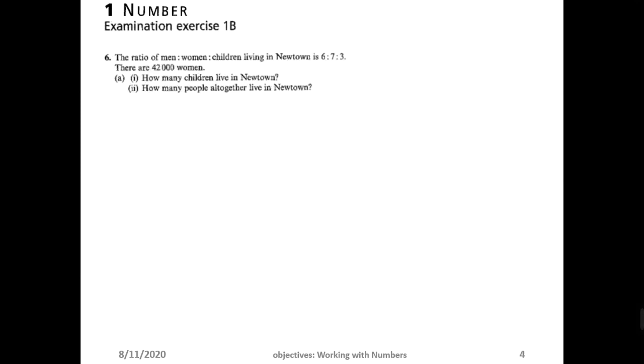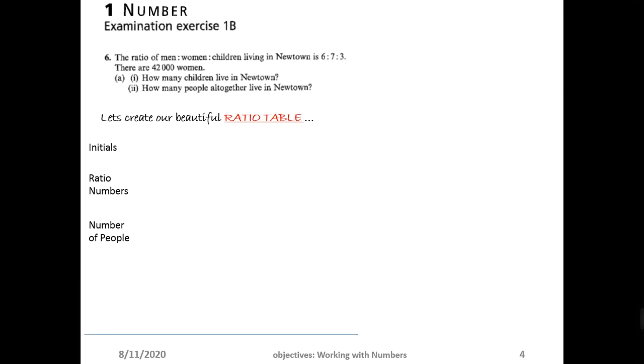Let's go to the next question, which represents ratio. So, when we are talking about ratio, I want you to start by designing your beautiful ratio table, which is composed of initials, ratio numbers, and number of people, because the numbers that are mentioned in the question here represent number of women, number of men, number of children, and they're all people. Let's get our table organized.